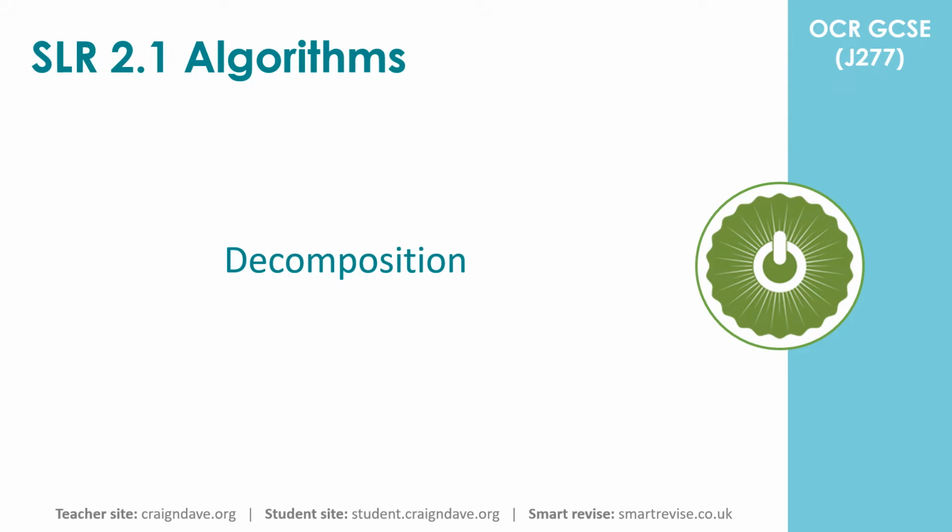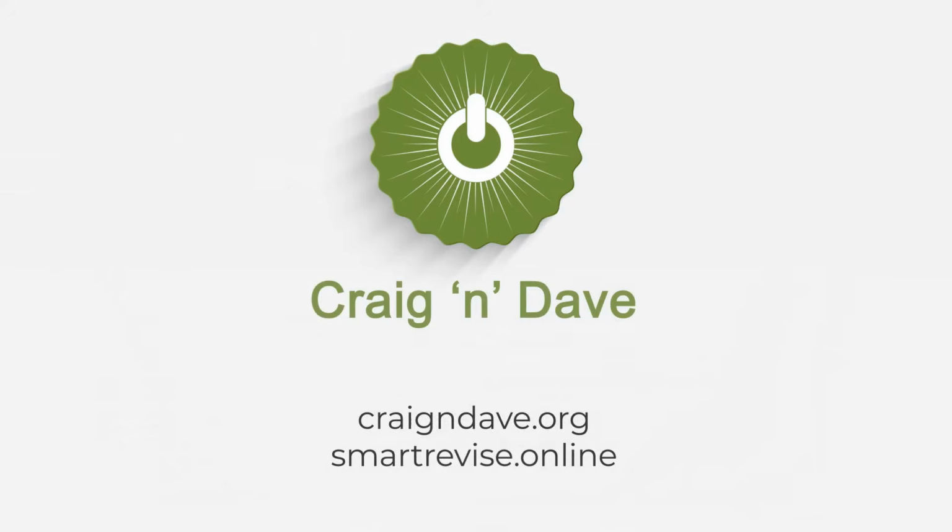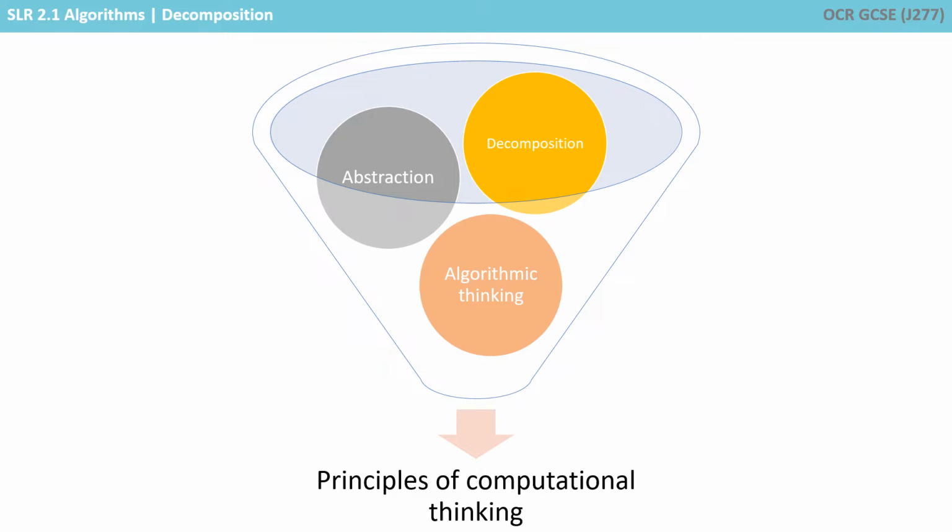In this video, we're thinking about the computational thinking concept of decomposition. Decomposition, along with abstraction and algorithmic thinking, is one of the three principles of computational thinking which you need to be aware of at GCSE.